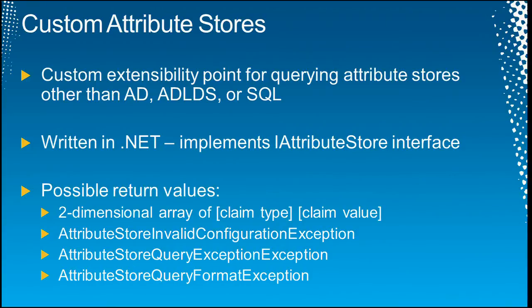So you have this custom attribute store that's going to return one of 4 possible values, 3 of which are errors. It's either going to return a 2-dimensional array of claim type, claim value, or it's going to return one of 3 errors, kind of self-documenting: StoreQueryException, StoreQueryFormatException, StoreInvalidConfigurationException.